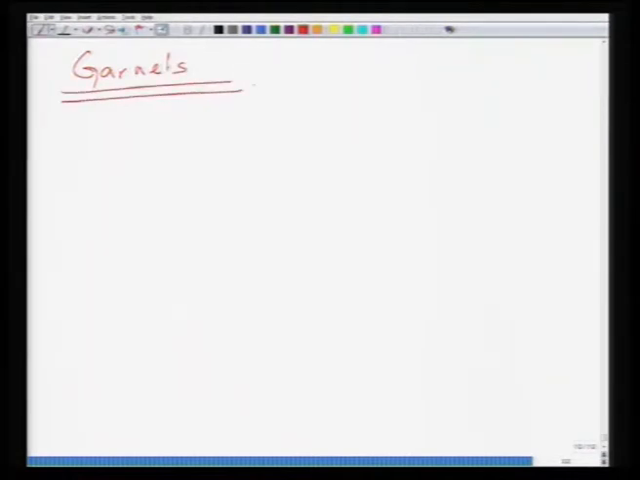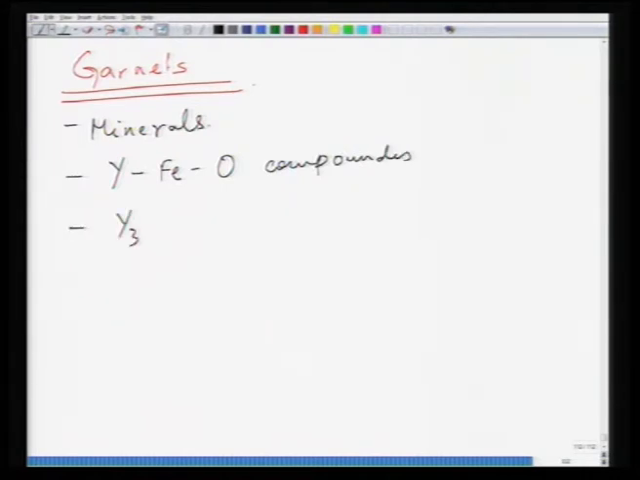Now, these garnets are essentially known as minerals. So when you talk about garnets, you are talking about minerals, but from the point of view of magnetism, the general formula for garnets is that they are YFeO compounds, yttrium iron oxygen compounds, and the general formula for them is Y3Fe5O12.